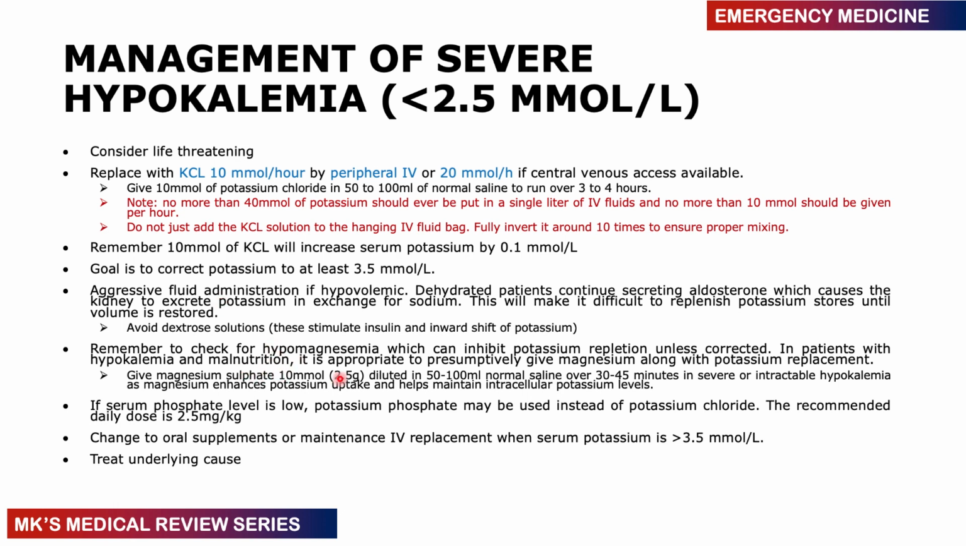So give 2.5 grams diluted in 50 to 100 mils of normal saline over 30 to 45 minutes in those that have severe, even intractable hypokalemia. And remember, this also helps maintain intracellular potassium levels. If the phosphate levels are low, you may need to use potassium phosphate as opposed to potassium chloride. So this is given at 2.5 milligrams per kg. You're going to change them to oral supplements and maintenance IV replacement once your potassium concentration is greater than 3.5, but make sure that you closely monitor their levels and you treat the underlying cause.